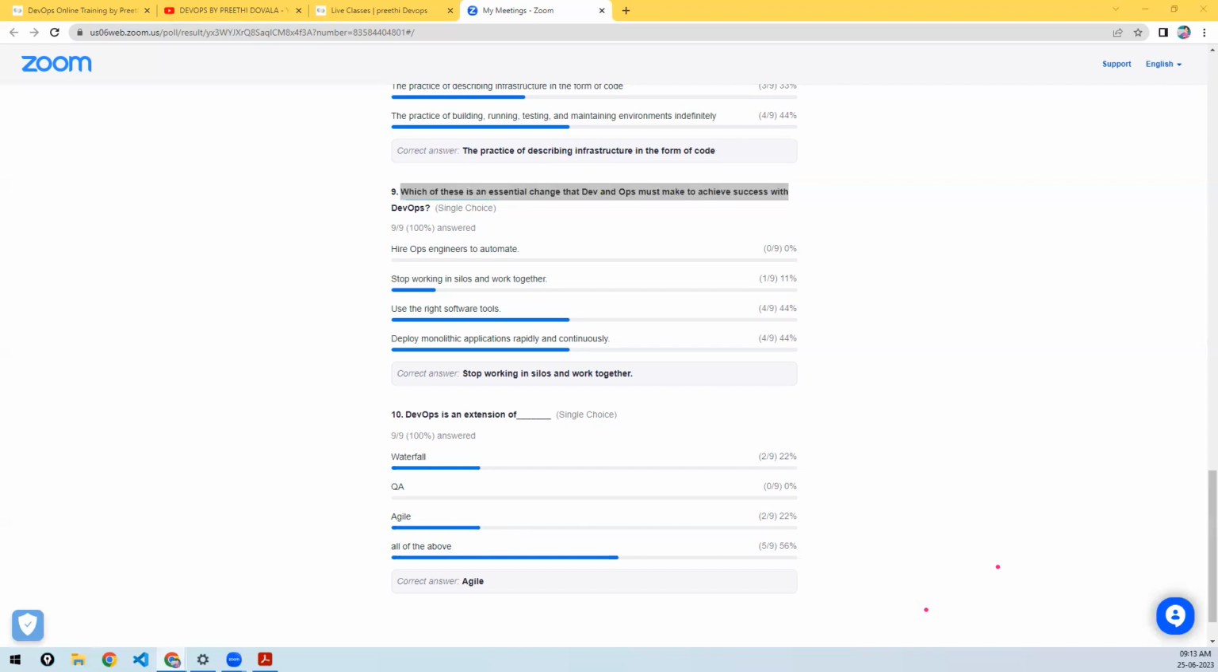Got it, all of you? Any more questions from anyone? So Preeti, this last question: Agile is an extension of waterfall, can we say that? Extension in the sense that it's an improvement of waterfall, let's say. Okay, it's not an extension, it's an improvement of waterfall. Agile is an improvement of waterfall and DevOps is an improvement of Agile.